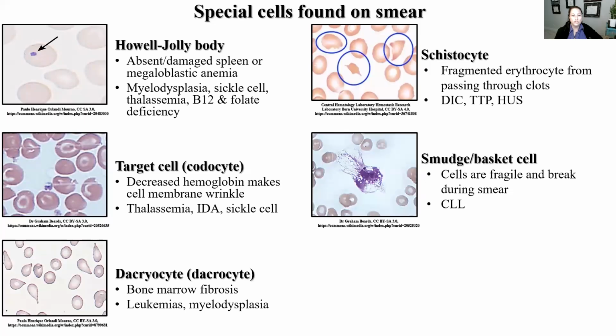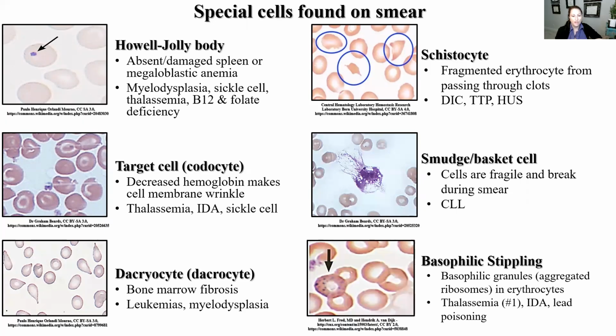Next, we have our smudge cells or our basket cells. As they're doing the smear, these cells are so fragile that it actually breaks or smudges the cell. And we see this in CLL, or chronic lymphocytic leukemia. We'll get to that when we get to our last part.